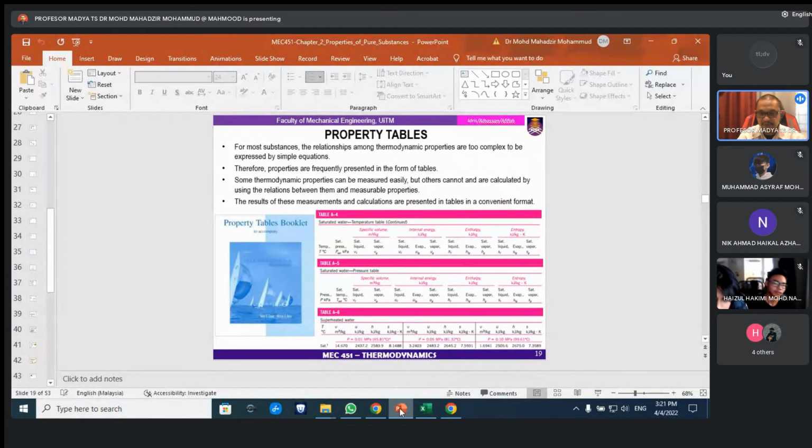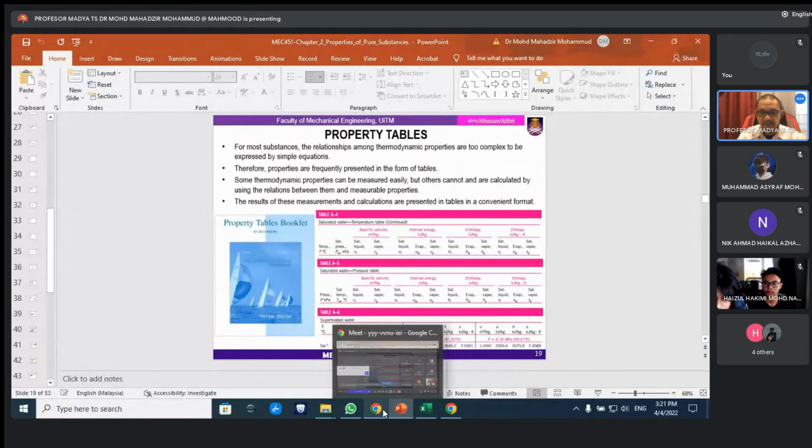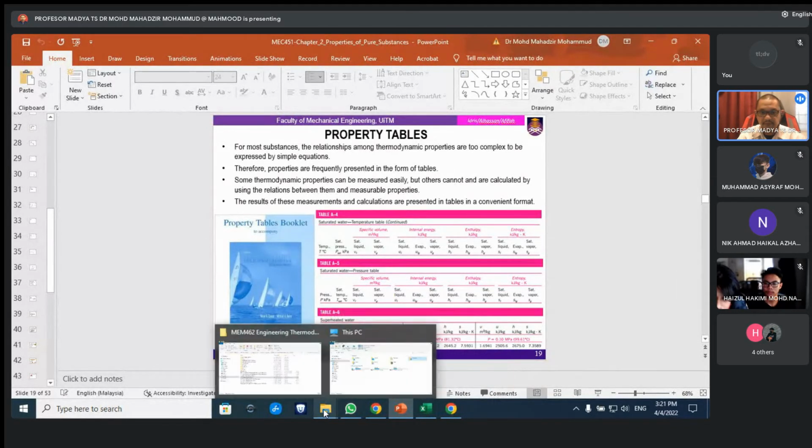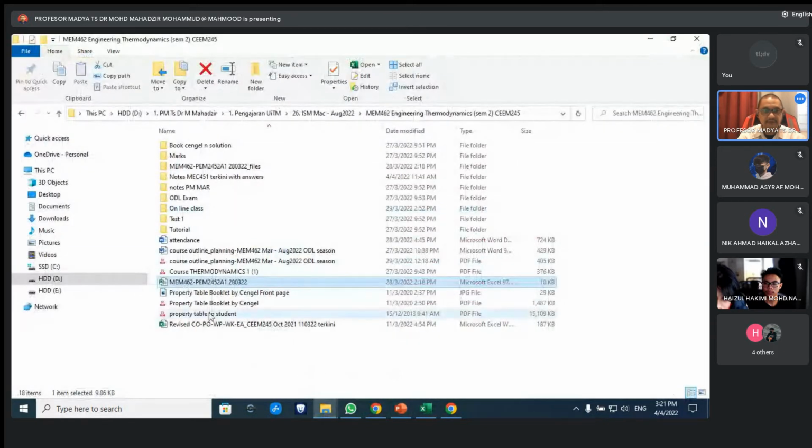Let me show you the properties tables that are in UFuture.